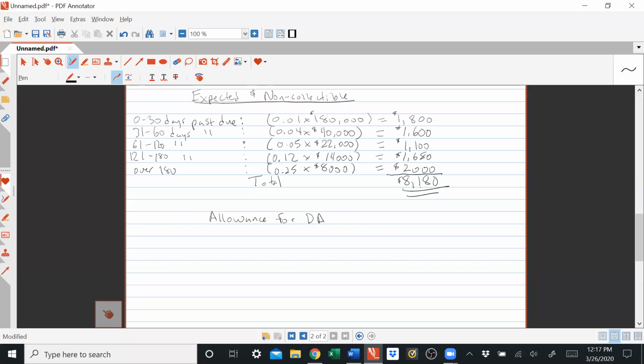Because this represents, of our total accounts receivable, the amount we expect not to be able to collect. And that's the definition of allowance for doubtful accounts. So the balance at the end of the year in allowance for doubtful accounts should be this number. So that's what you get on the aging schedule, the ending balance in allowance for doubtful accounts.